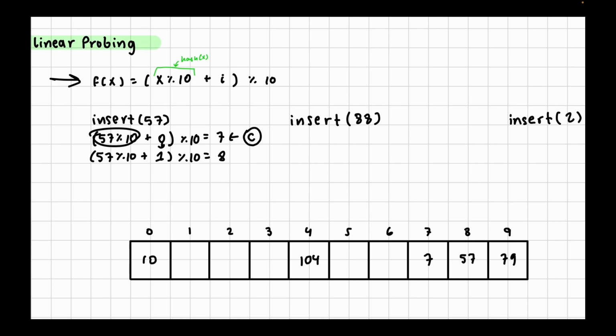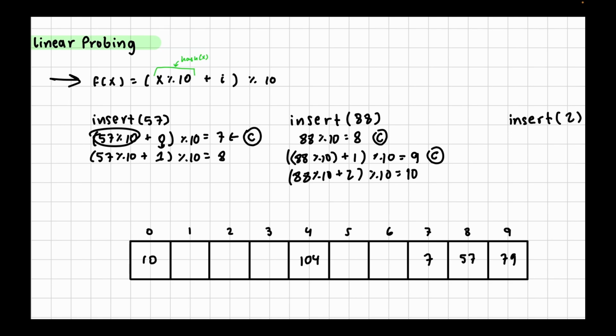We want to insert 88, so 88 mod 10, that's 8. We see there's a collision because something is at 8, so we'll do 88 plus 1 mod 10, so that's 9. There's a collision, so we go 88 plus 2 modulo 10, that's 10. In this case it would be 0. So that's a collision. Then we do 88 plus 3 modulo 10, that's 1. There's nothing at 1, so we would place 88 right here.